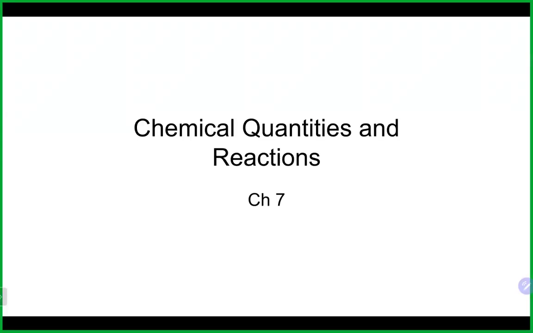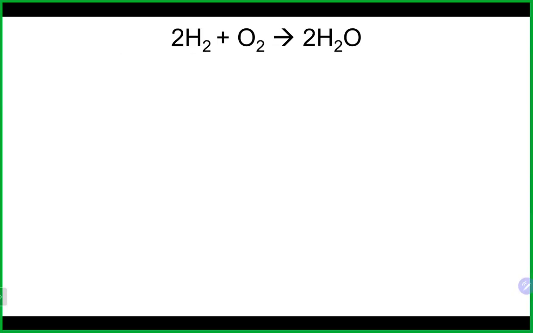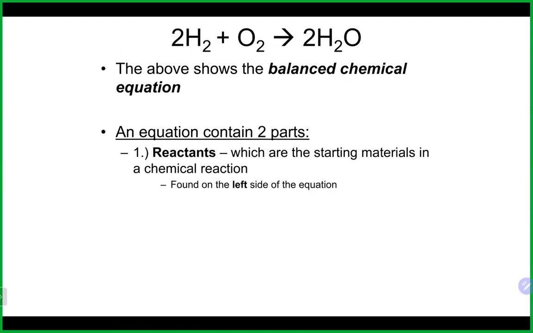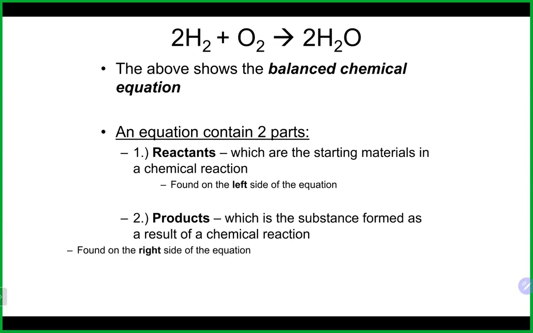Chapter 7, and chapter 7's got a lot of stuff in it. So we got equations, reactions, moles, and some important sort of calculations towards the end we'll do. So we're going to start with really equations and balancing equations. So this is a chemical equation, which obviously is the representation of a chemical reaction happening. This is a balanced equation above, and there's really two parts to an equation.